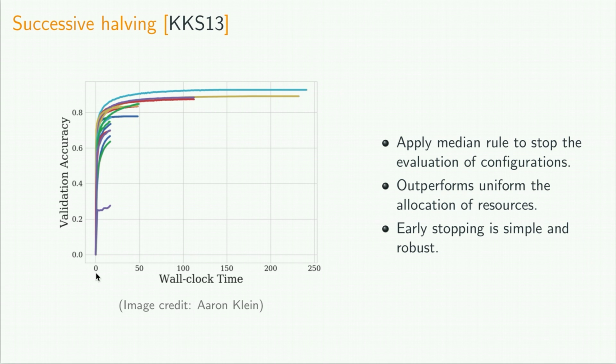So here we have wall clock time. Again, we have validation accuracy as a function of wall clock time, and we have a first check here, a bit before maybe 20 or 25, where we compare the current performance of all the different configurations of hyperparameters. And we apply the median rule, meaning that we stop the bottom 50% and let the top percent continue.